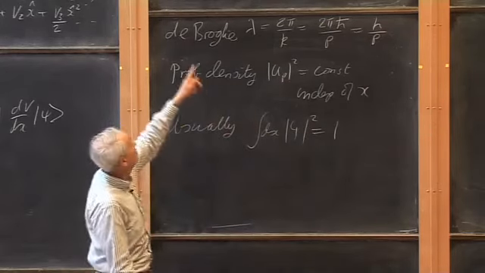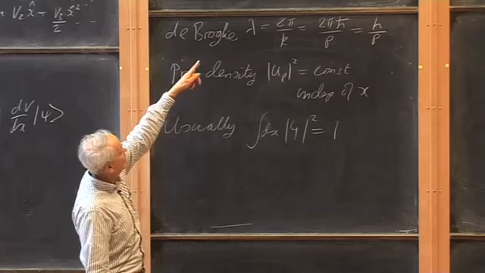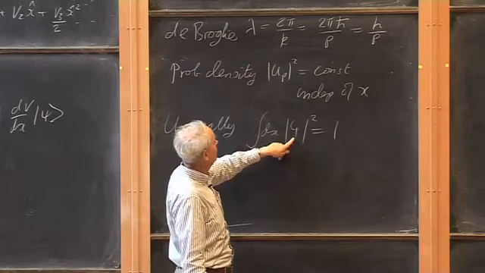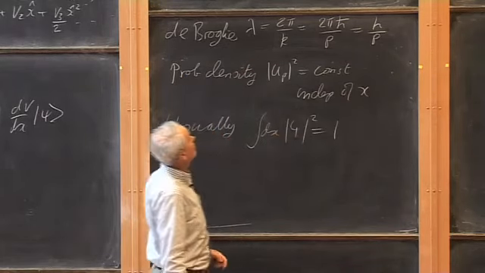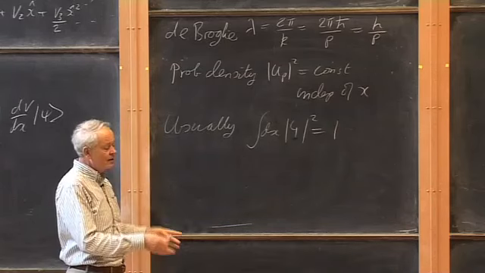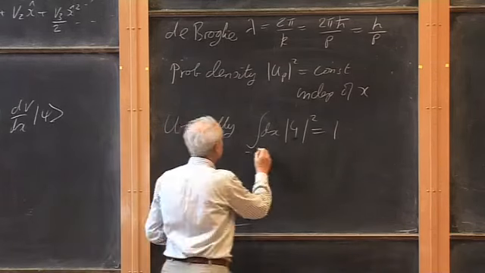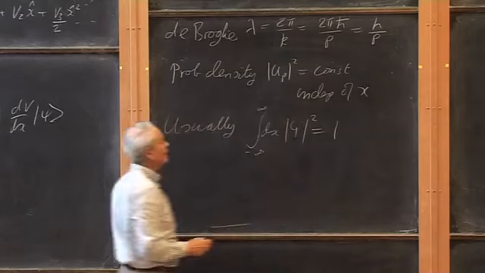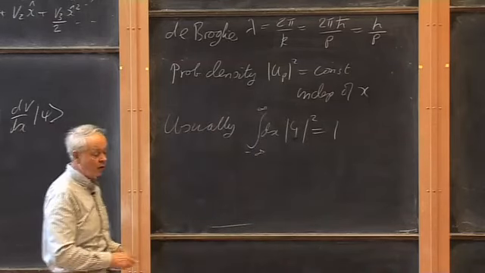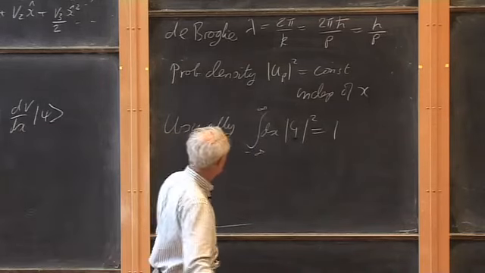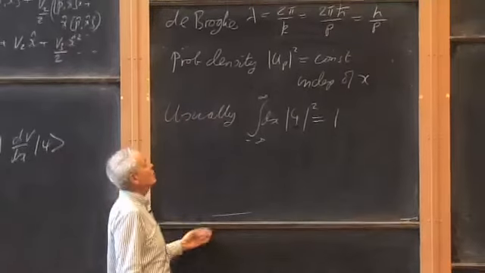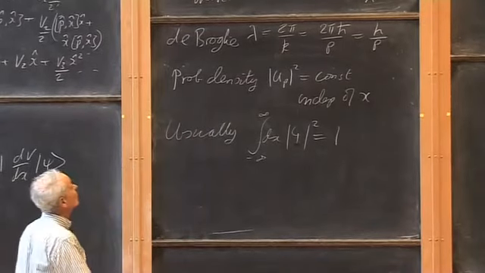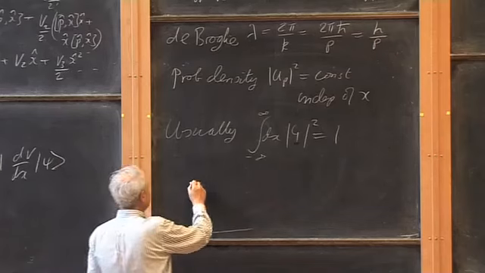But this normalization isn't going to work because if psi is proportional to e^{ikx}, |psi|^2 is going to be 1. The integral from minus infinity to infinity of 1 is just infinite, and no constant in front is going to normalize it successfully. So we don't use that normalization. The normalization that we use is this normalization.